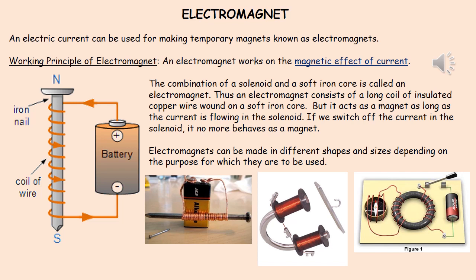Basically, the combination of a solenoid and a soft iron core is called an electromagnet. Thus, an electromagnet consists of a long coil of insulated copper wire which is wound on a soft iron core. It acts as a magnet as long as the current is flowing in the solenoid. If you switch off the current in the solenoid, it no more behaves as a magnet. So it is a kind of temporary magnet. There can be different shapes of electromagnets, as shown in the figure below.